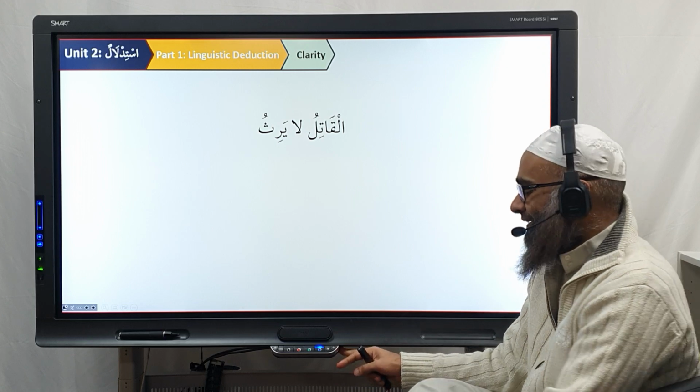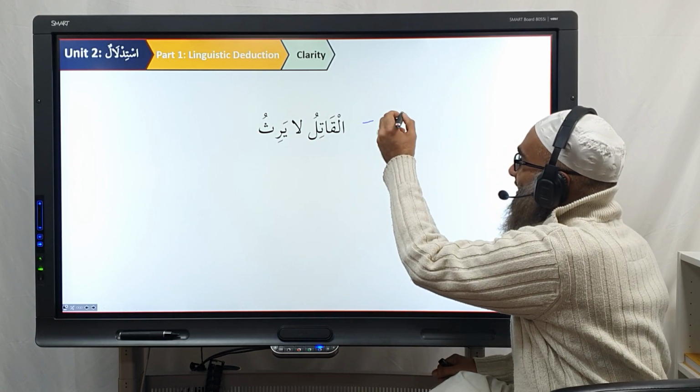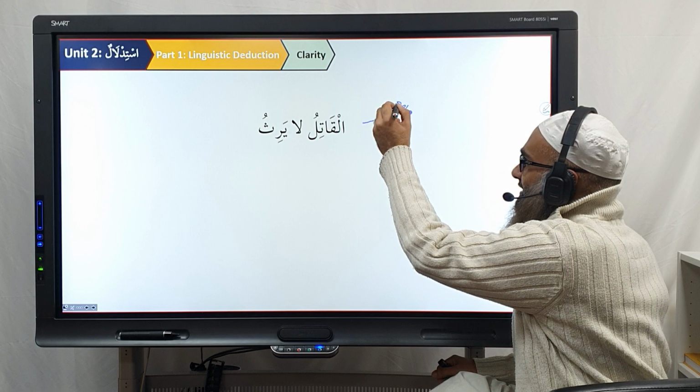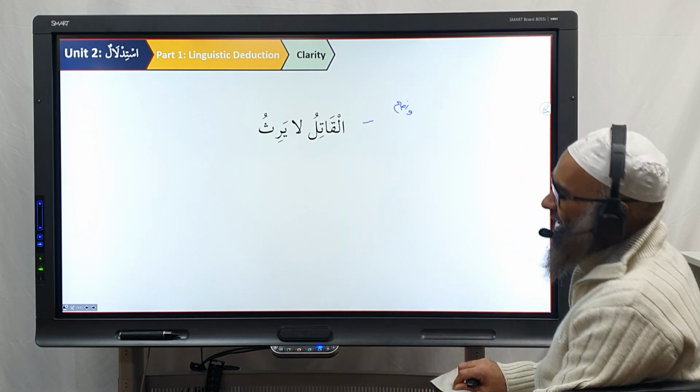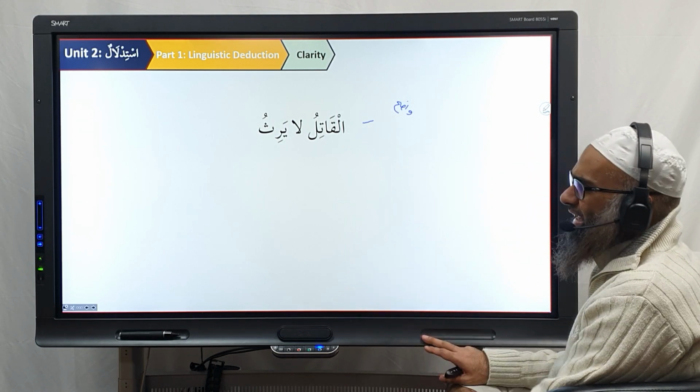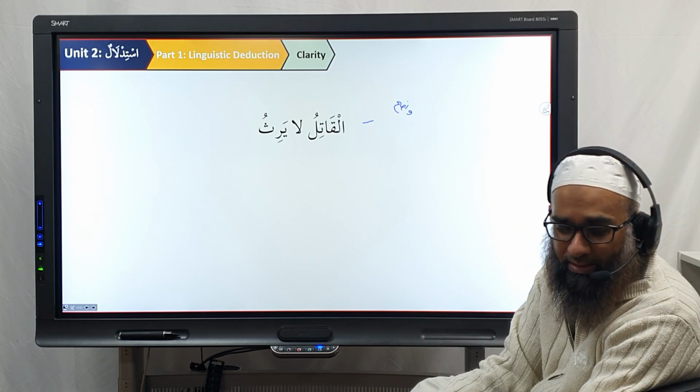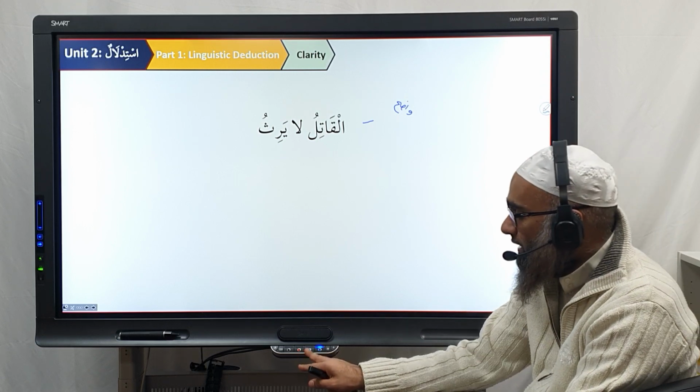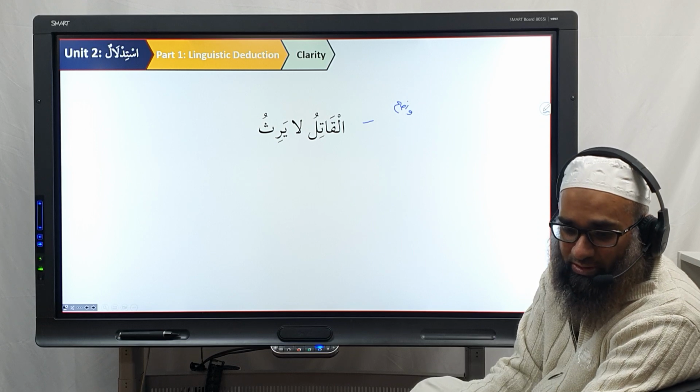So the word qatil in the Arabic language, we say here the word qatil is wadih. It's clear. Yes, and you can say this is a wadih word. Is it am or is it khas? Al qatilu la yarithu. What do you think it is? Am or khas? Is it referring to one qatil or generally all qatil?